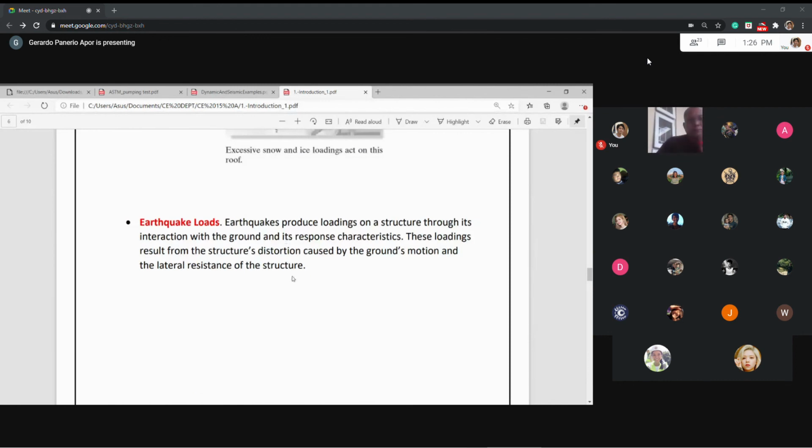Earthquake loads. Earthquakes produce loadings on a structure through its interaction with the ground and its response characteristics. These loadings result from the structure's distortion caused by the ground motion and the lateral resistance of the structure. Okay.